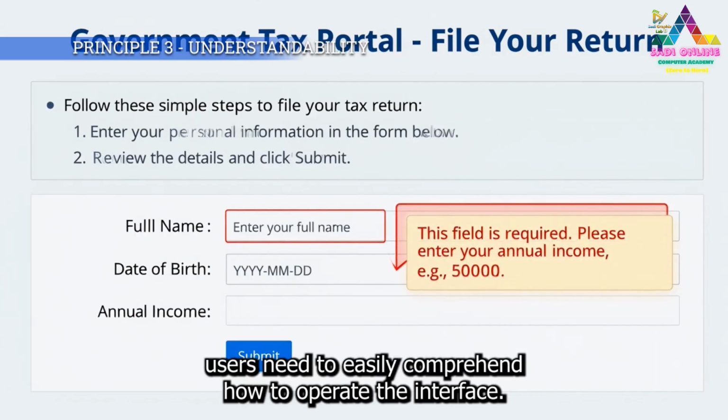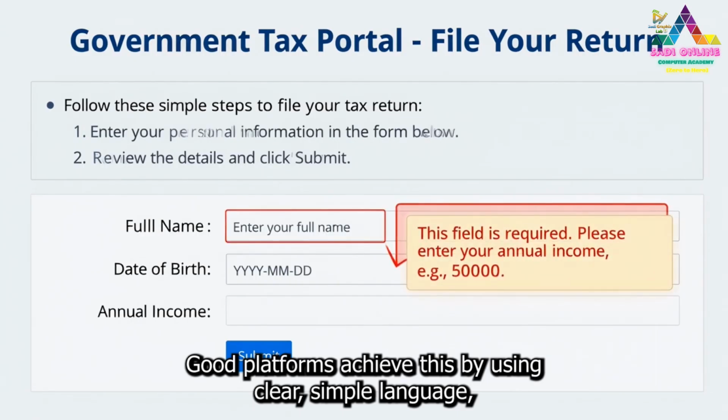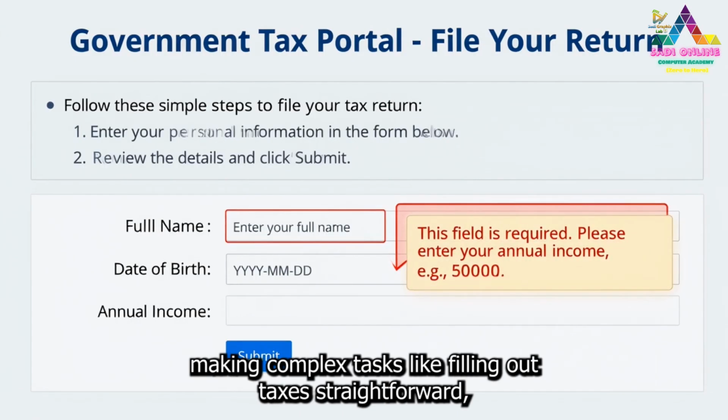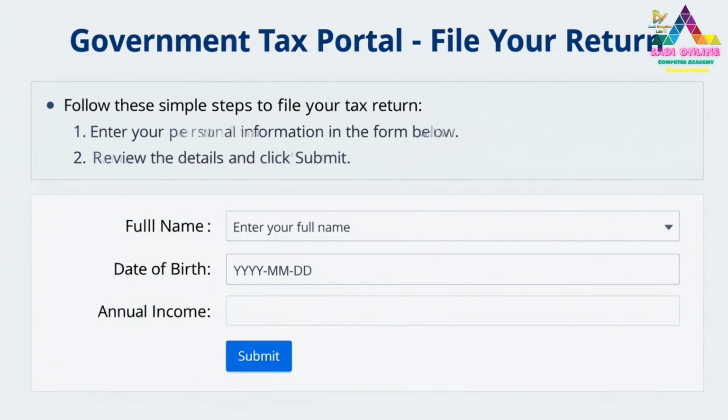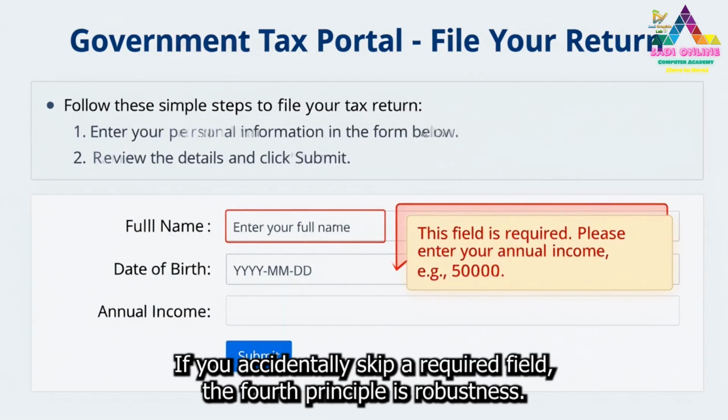Third, we have understandability. Users need to easily comprehend how to operate the interface. Good platforms achieve this by using clear, simple language, making complex tasks like filling out taxes straightforward, and by providing real-time error prevention tips if you accidentally skip a required field.